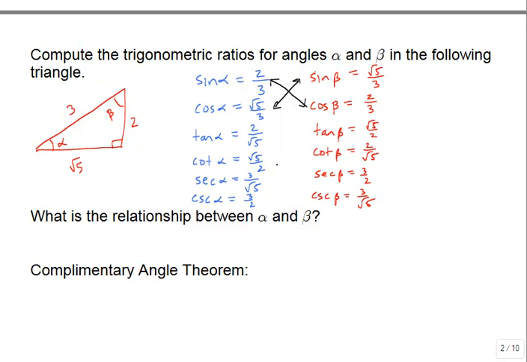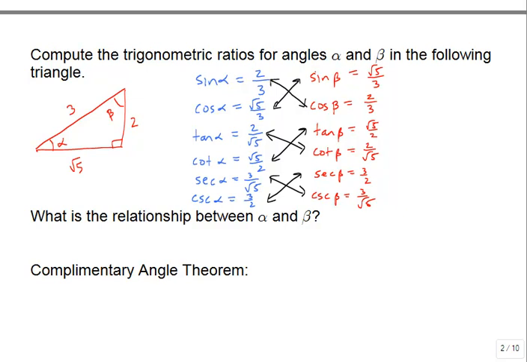If you look at tangent of alpha, that's 2 over root 5. That's the same as cotangent of beta. And cotangent of alpha, which was root 5 over 2, is the same as tangent of beta. And finally, secant of alpha turns out to be the same as cosecant of beta, and cosecant of alpha is the same as secant of beta. So let's talk about this relationship.